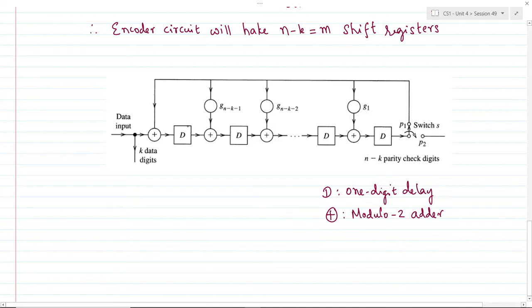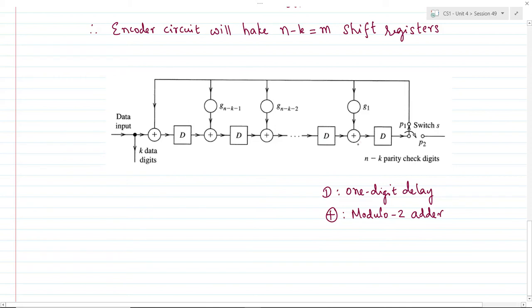As the data digits move through the encoder, there will be a clock involved here, and with each clock tick the data digits keep shifting to the right part of the circuit. It will take k units of time, or clock ticks, for all the data inputs to appear in the shift registers. As the data digits move through the encoder, they are also shifted one at a time onto the output line.